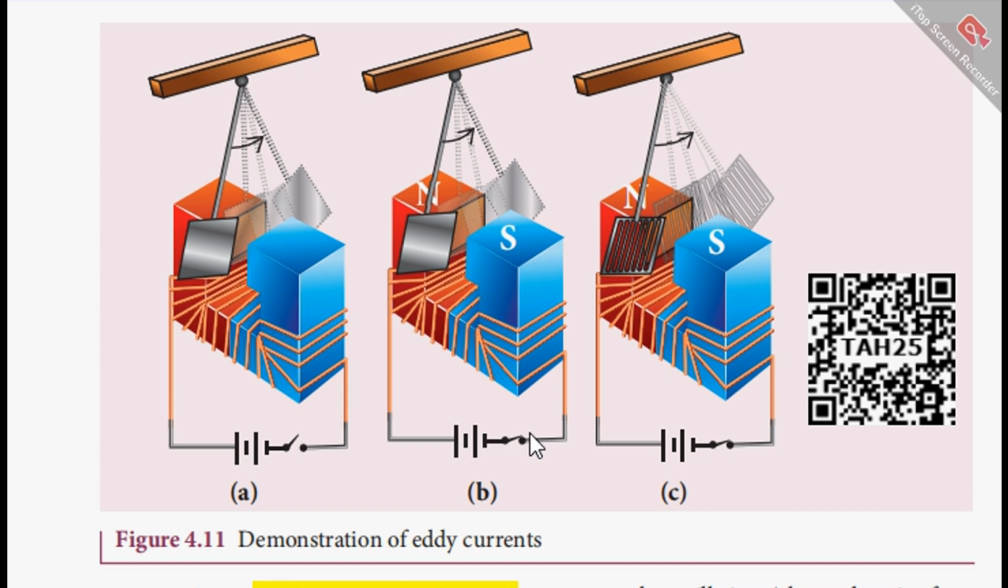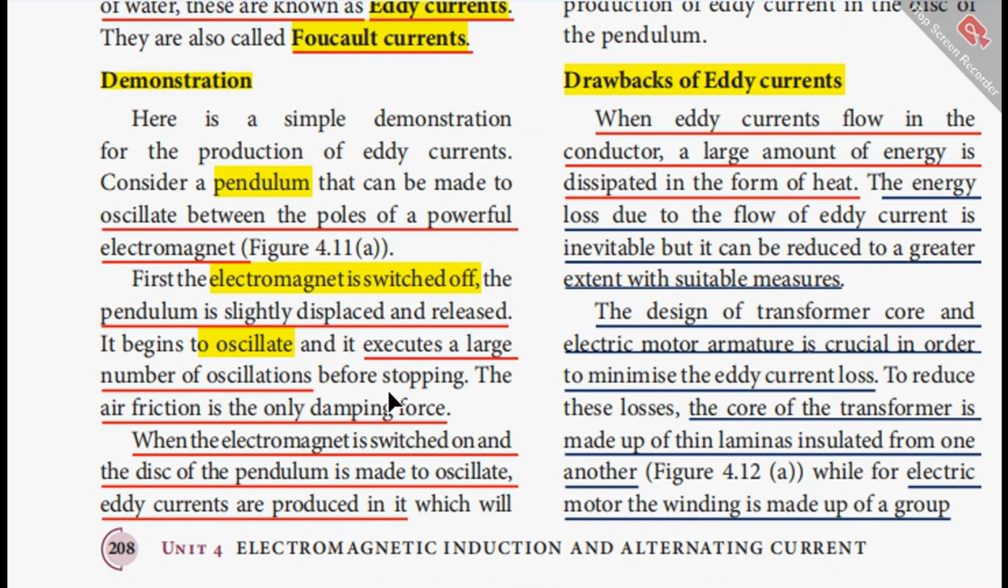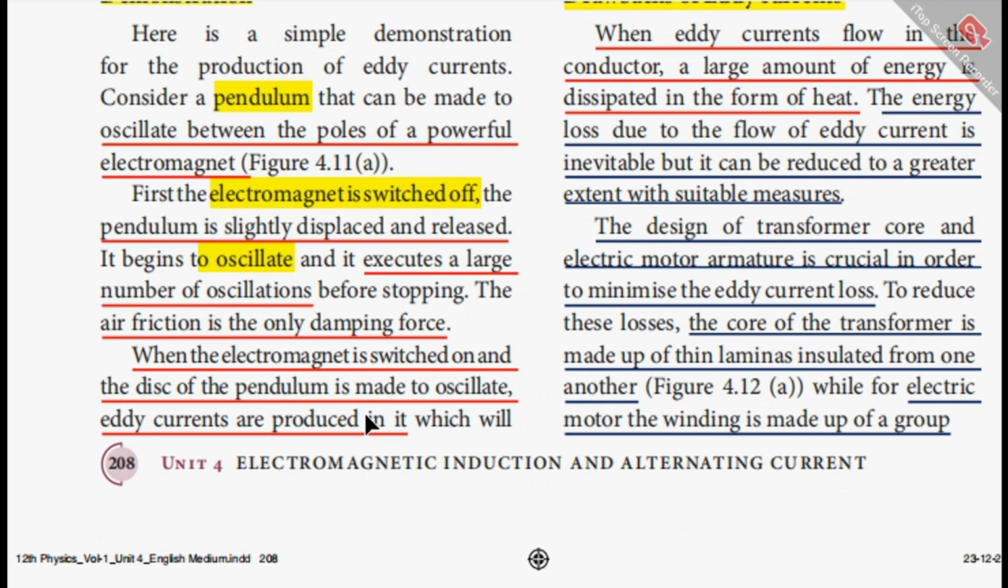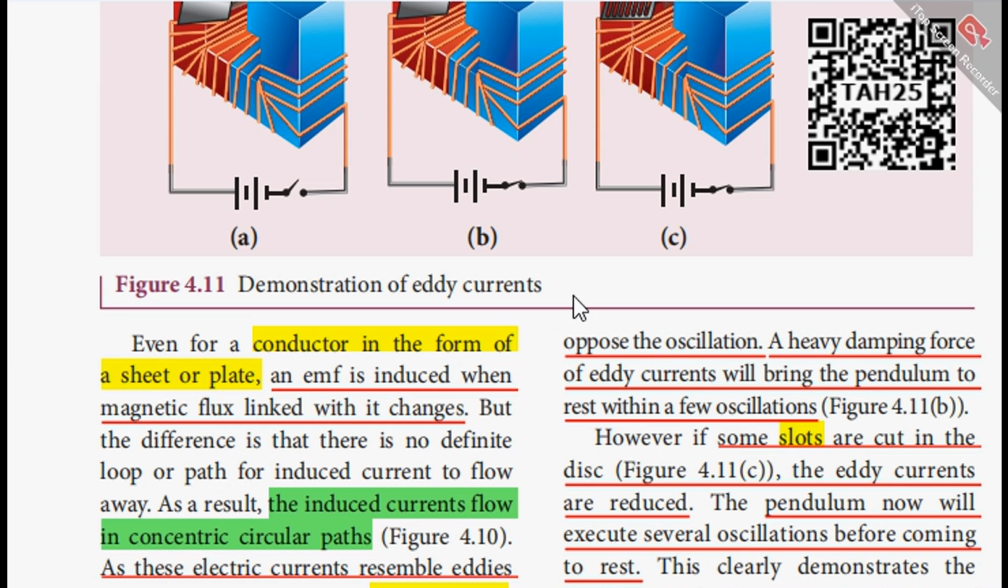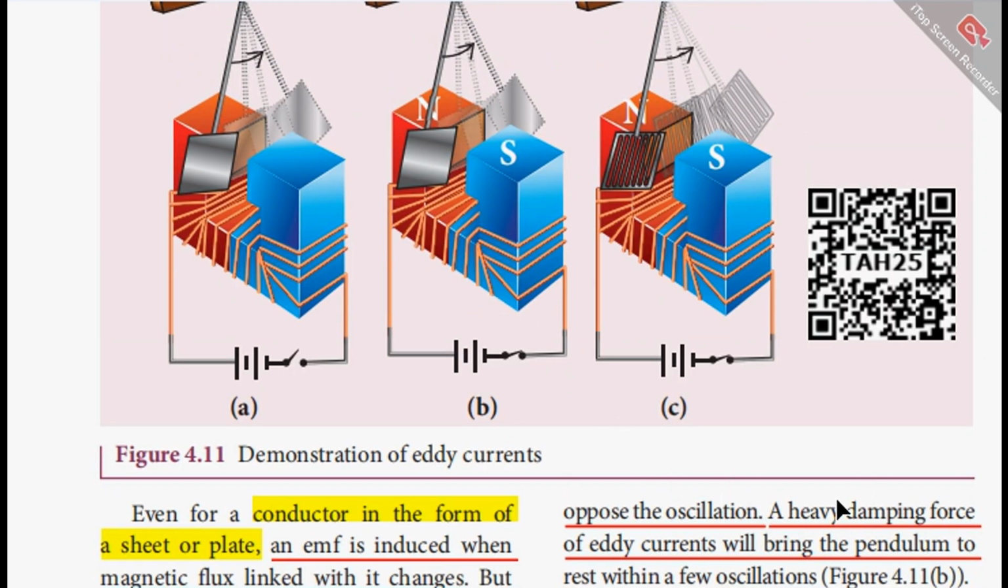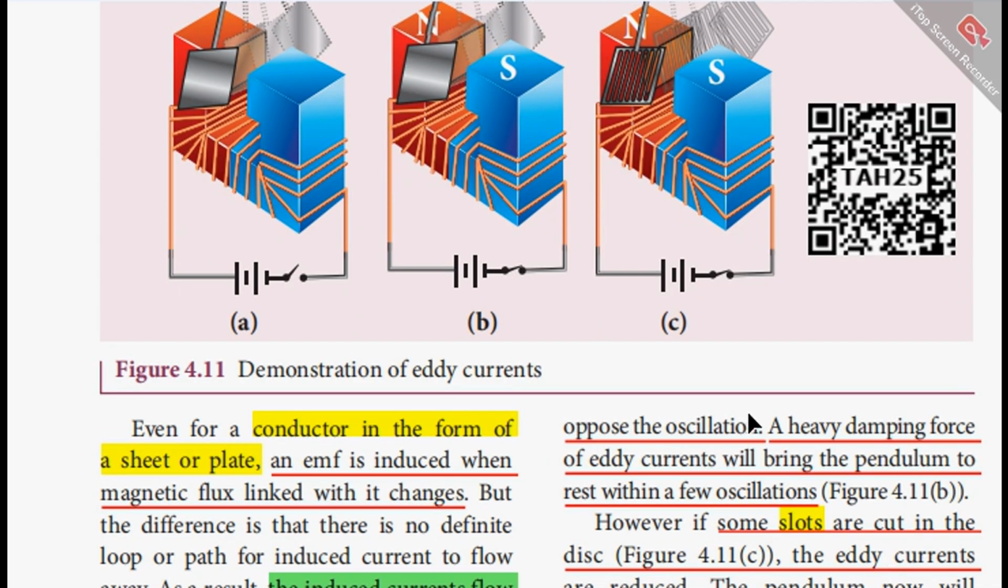But if you switch on this circuit so that the current is passing through this coil, then these oscillations will be reduced. That is, the number of oscillations will be reduced because of the eddy currents produced in it, and that will actually oppose the oscillation of this pendulum because of a heavy damping force of eddy currents, which will bring the pendulum to rest within a few oscillations itself. So that is shown here in this diagram 4.11b.